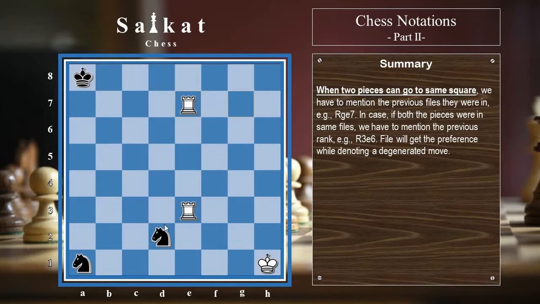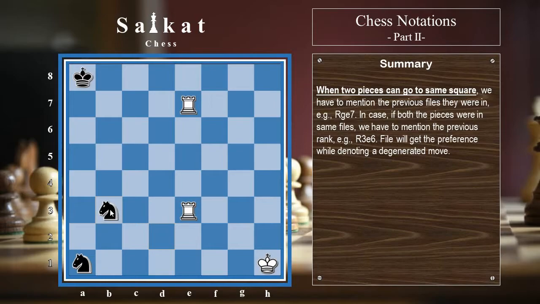This kind of problem can also happen with knights, because in this example both the knights are eligible to go to the square b3. So if black plays a move like this, we cannot say this is knight to b3, because both the knights were eligible to go to b3. In this case the files are different, right? So the move is knight d to b3, Ndb3.